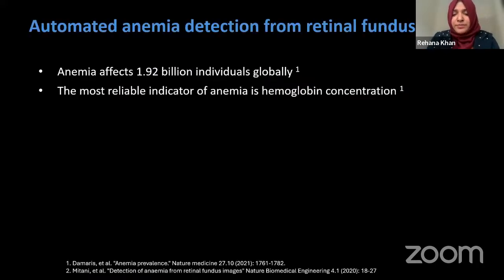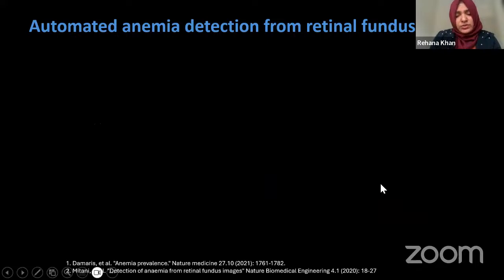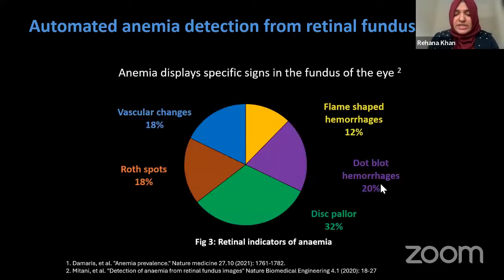Today, I'll describe our anemia prediction model developed using fundus images. We know that anemia is widespread, with hemoglobin concentration being the most reliable indicator, traditionally measured through invasive blood samples. These procedures are painful, pose infection risk, and produce biohazardous waste. While non-invasive hemoglobin estimation methods exist, their robustness and real-world effectiveness are still under evaluation. Researchers have shown that severe anemia can sometimes reveal specific signs in the retinal fundus, though not all anemic patients exhibit these features, limiting their use as a standalone diagnostic tool.